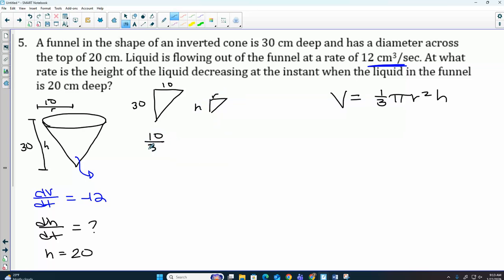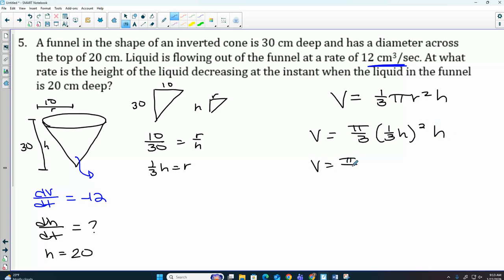So if we do similar triangles, the radius is 1/3 the height. So if we plug that in, 1/3 pi I could write as pi over 3. r is 1/3 h, squared, times h. Okay, I have to square both parts. So 1/3 times 1/3 is 1/9, h squared times h. That's pi over 27 h cubed. Now I'm in good shape.